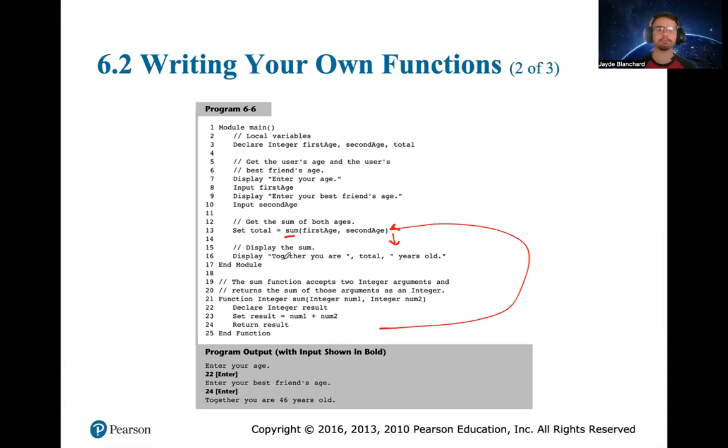So the last thing that we're going to do is display our total, which was 46 years old. And you can see the program output here. This is what would happen if you ran this pseudocode. Again, we can't really run pseudocode, but if you coded this in Python and ran it, this is what would have happened. Enter your age, 22. Enter your best friend's age, 24. Together, you're 46 years old.